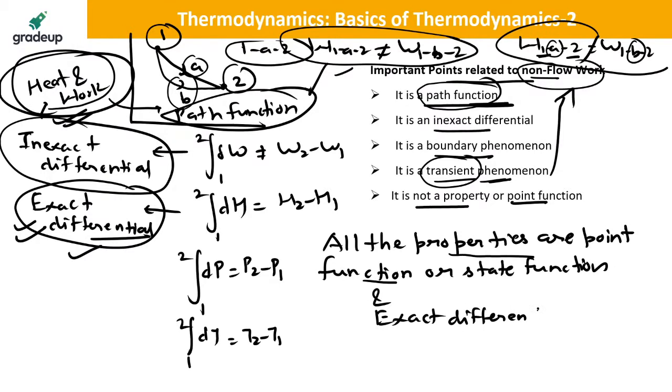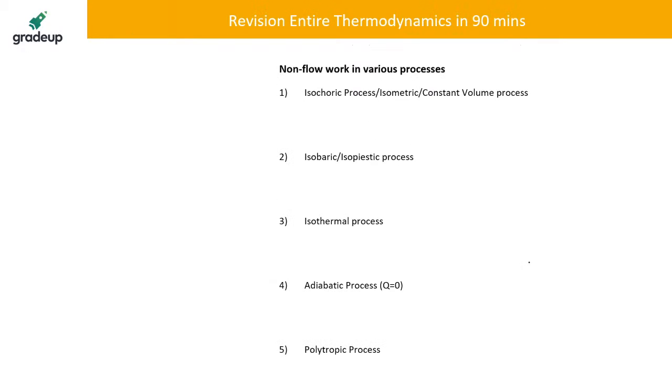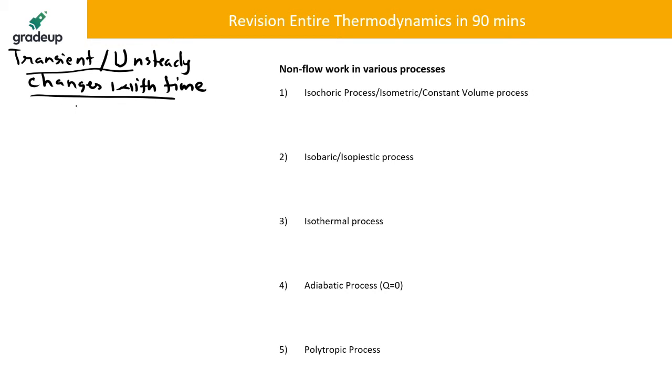Okay, let's move on to another topic quickly. What is the meaning of transient? You have surely studied steady and unsteady heat transfer, haven't you? Transient means unsteady, something which changes with time. That is called transient, something which changes with time.